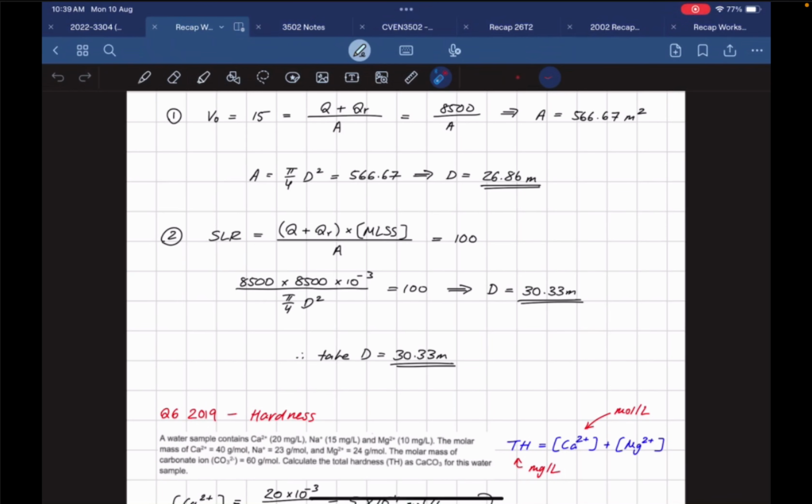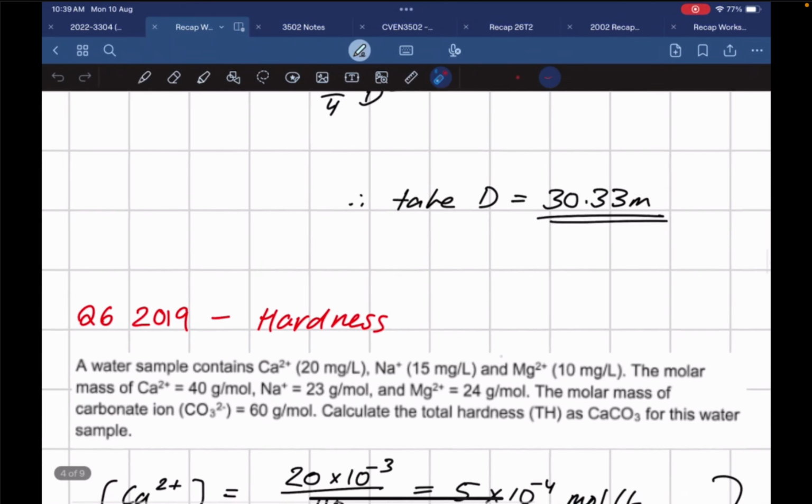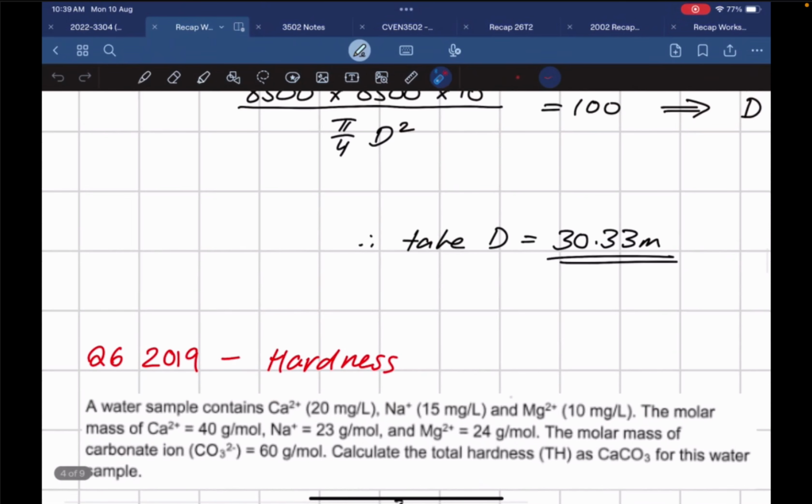Hardness, so this one here. A sample contains calcium ion 20 milligrams per liter, sodium and magnesium. The molar masses they've given us as well, and they've also given us the molar mass of our carbonate ion. So calculate the total hardness, TH, as calcium carbonate for this water sample. So total hardness we're calculating based off CaCO3. I'll explain what that means later on.